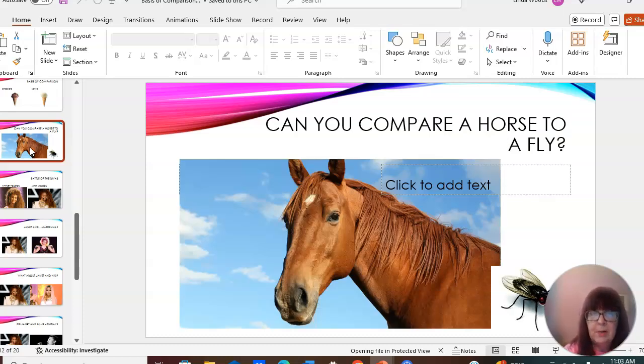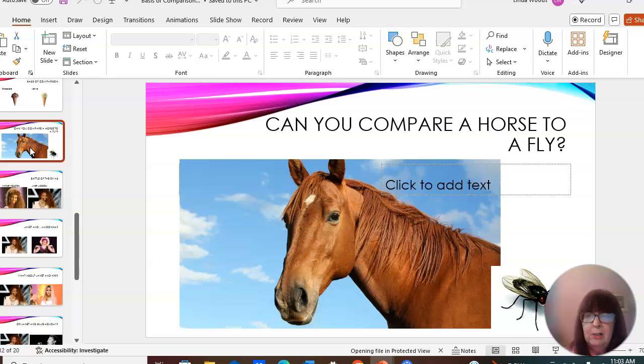And so the question I'm raising here is, can you compare a horse to a fly? Can you? Now, I often pose that question in my composition classes, and I sometimes get all kinds of weird and crazy responses. They're both animals, yeah, and sometimes I'll have students say, well, they both have legs, yeah, maybe they both have ears, they both have eyes.